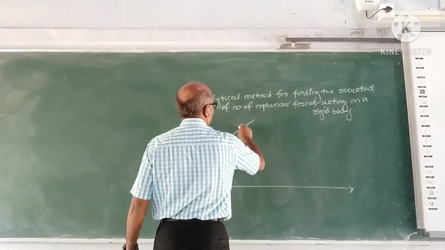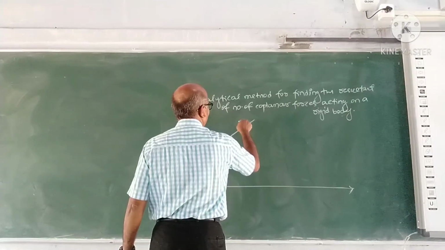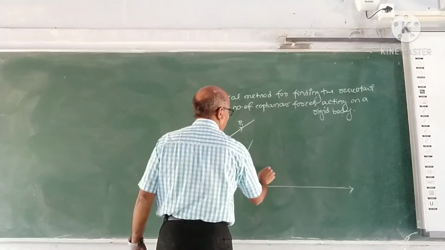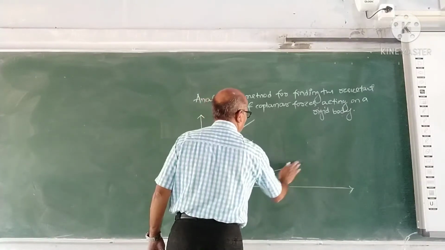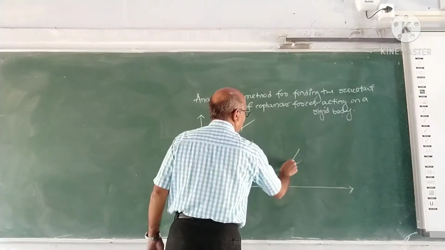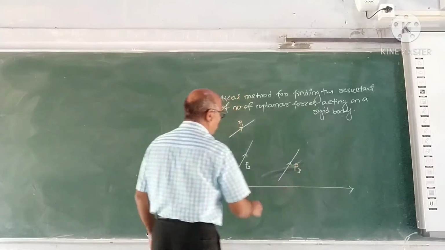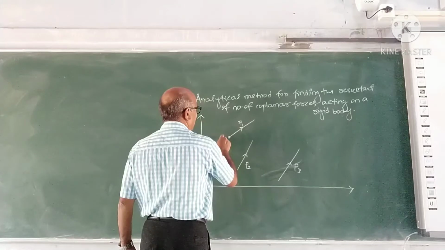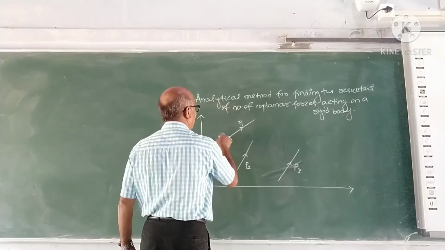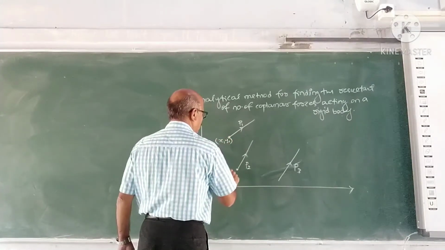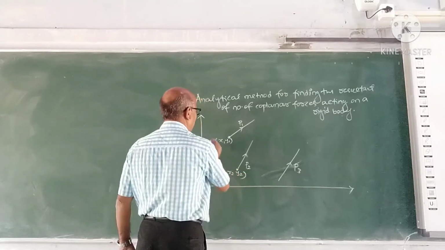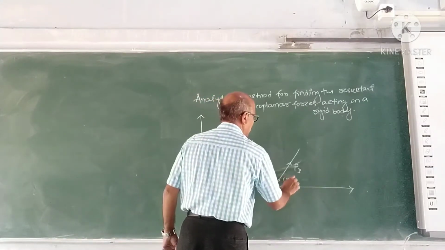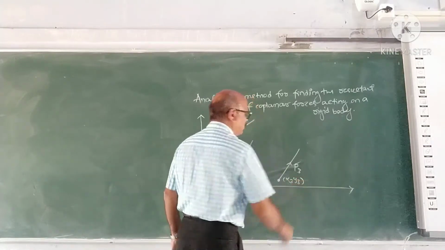Say the analytical method means it is like this. Suppose P1, P2, P3, the number of forces acting through, say, the points x1, y1, x2, y2, and take this as A1, A2, and this is x3, y3.